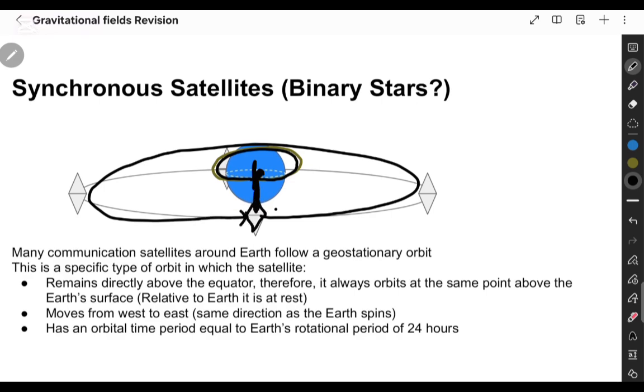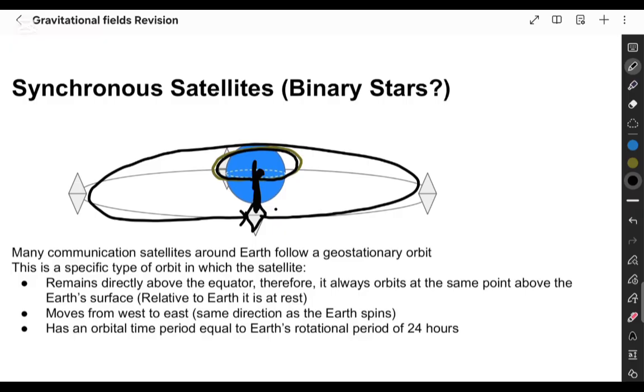So this satellite will always be above you, and that's a big advantage to us. We always want satellites above us. We don't want them to move here and there. It's going to cause continuous transfer of data, and you can easily communicate with the satellite. And remember, it moves from west to east.